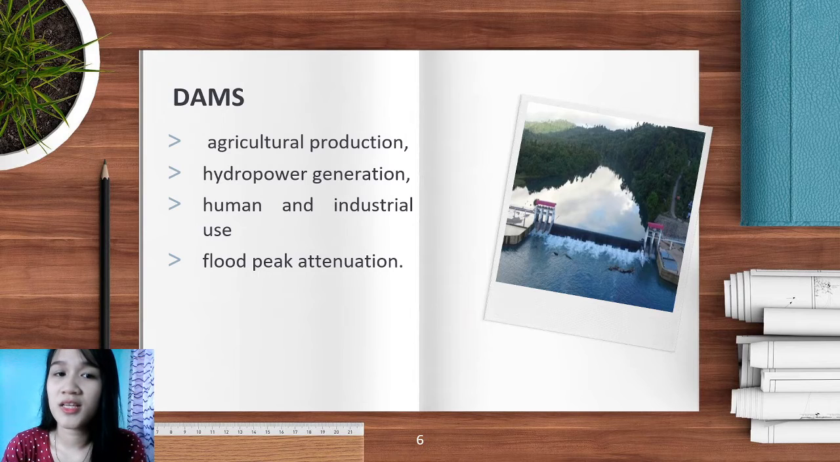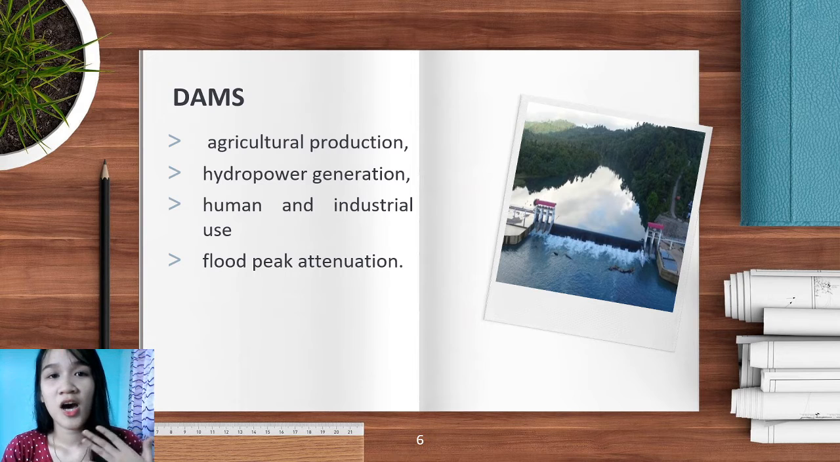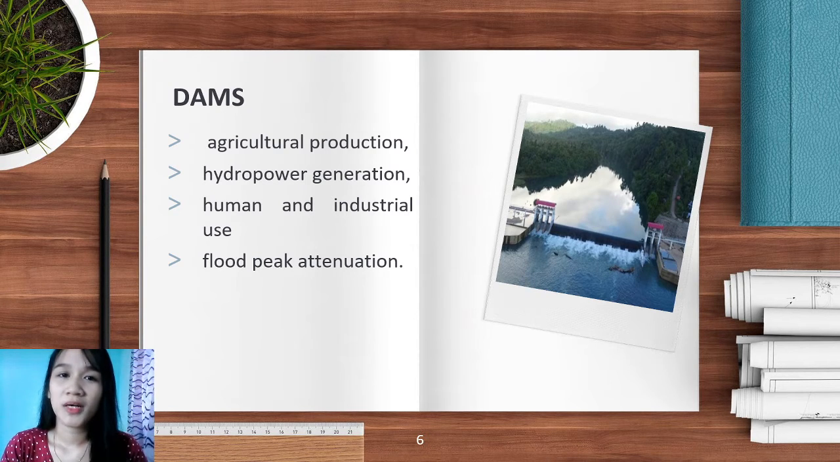The first one is agricultural production. As we all know, dams are very helpful in supplying water for irrigation for agricultural crops, right? So dams provide water, di ba? Dams are used for storing water, and when there is no more rain, they supply water for irrigation for agricultural crops.